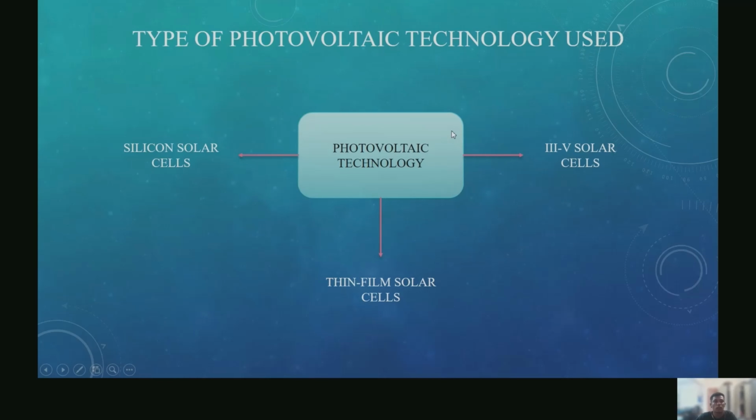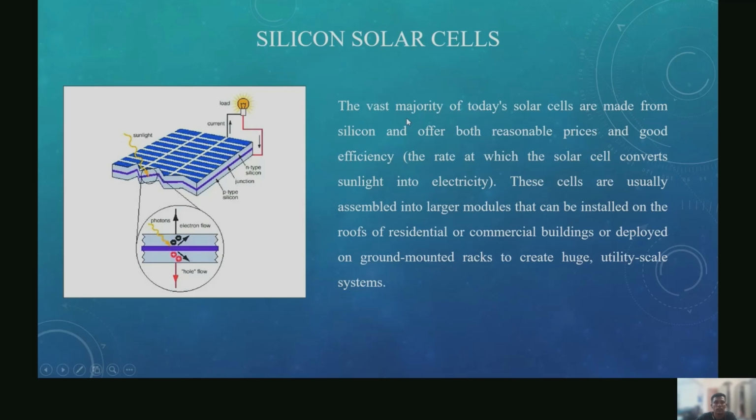Next, for the type of photovoltaic technology used, there are three of them: silicon solar cells, thin film solar cells, and third generation solar cells. For silicon solar cells, the vast majority of today's solar cells are made from silicon and offer both reasonable prices and good efficiency, the rate at which the solar cell converts sunlight into electricity.